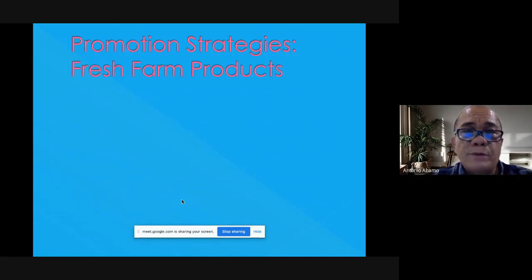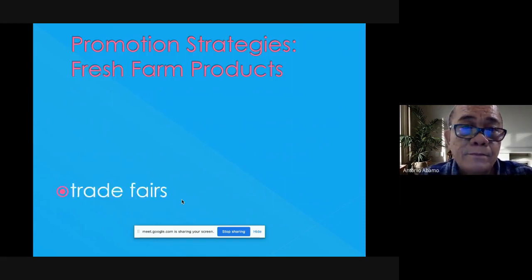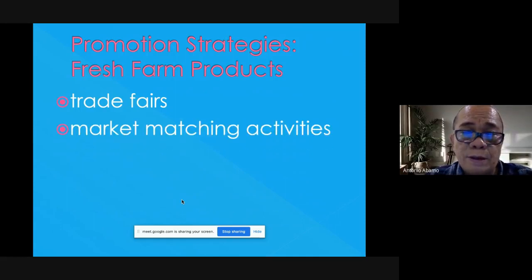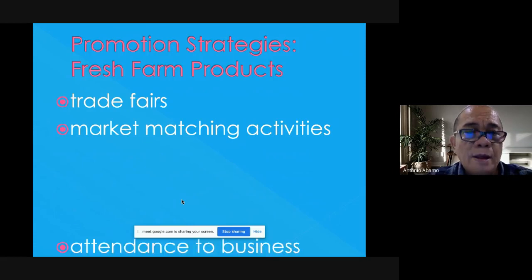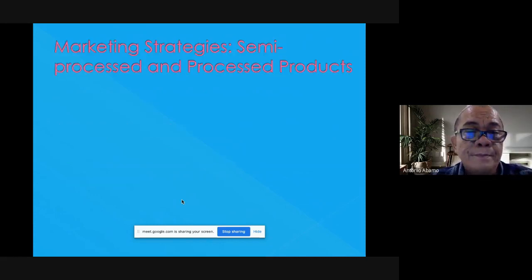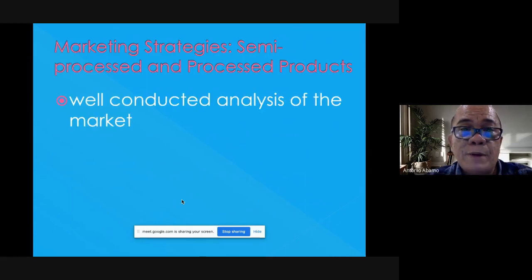So what about promotion strategies for fresh products? Promotion is, of course, you participate in trade fairs. You also participate in market matching activities. DTI and DA have a lot of these things. Trade fairs, they call it the Bahandi trade fairs. There are many more trade fairs sponsored by DTI, DOST also, and also the Department of Agriculture.